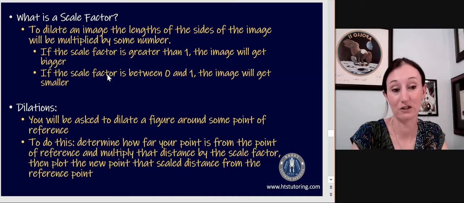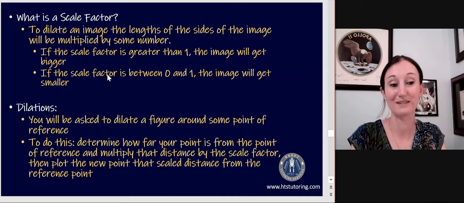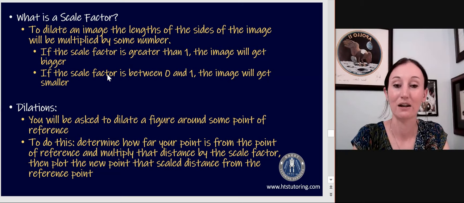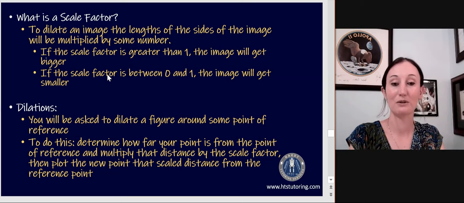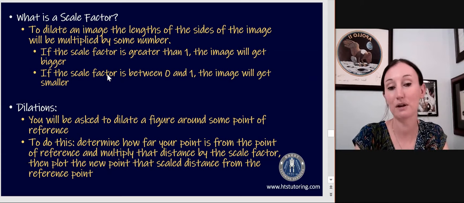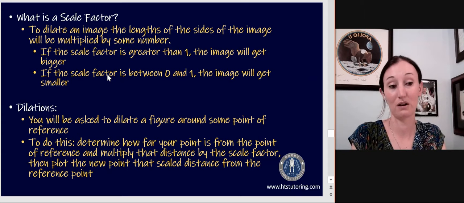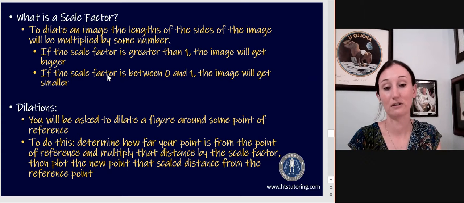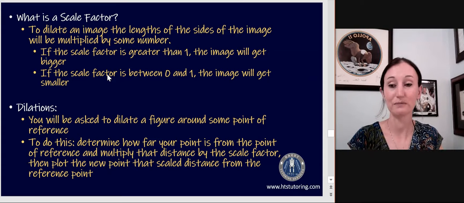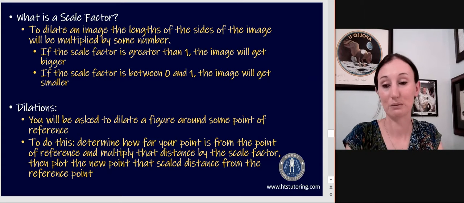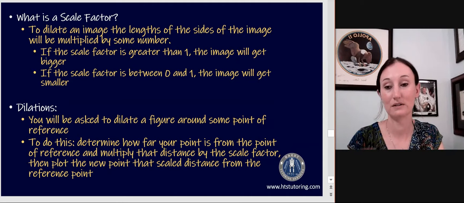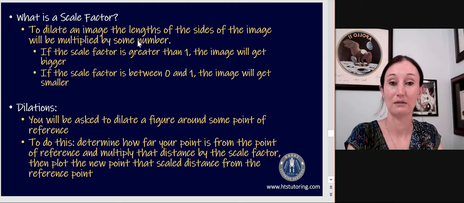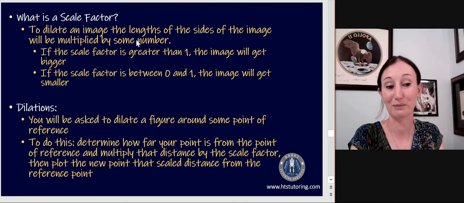Our final sanity check after performing some dilation is we need to figure out was our image supposed to get bigger or smaller? It's supposed to get bigger if your scale factor is greater than 1. It gets smaller if your scale factor is between 0 and 1. All right, so let's go work some examples. Like I said, part 2, we're going to be dilating images. If you're not sure how to dilate points yet, go back to part 1. But part 2 is just dilating images.